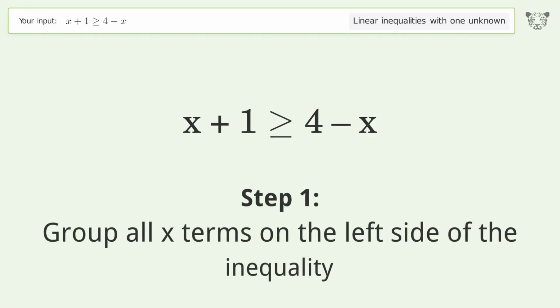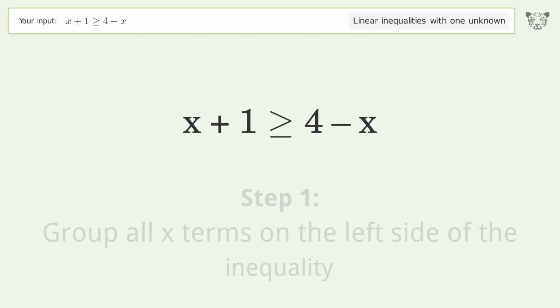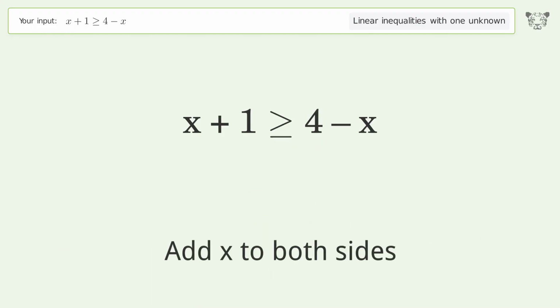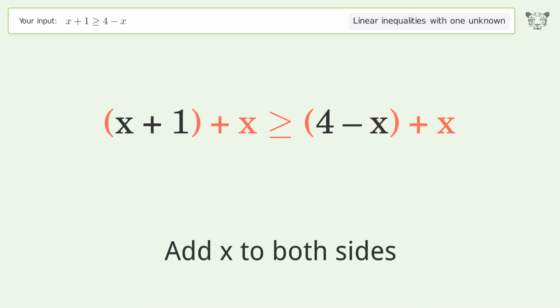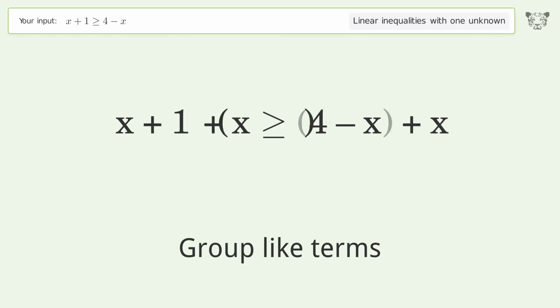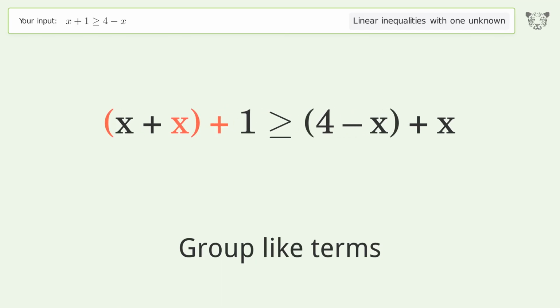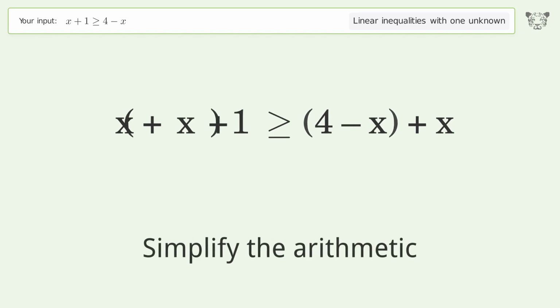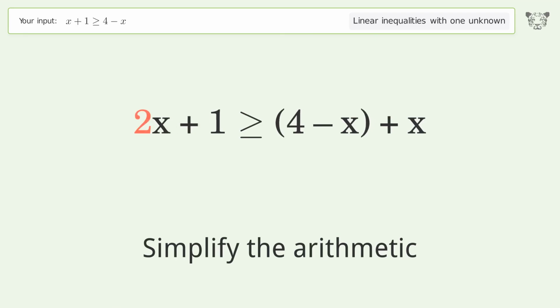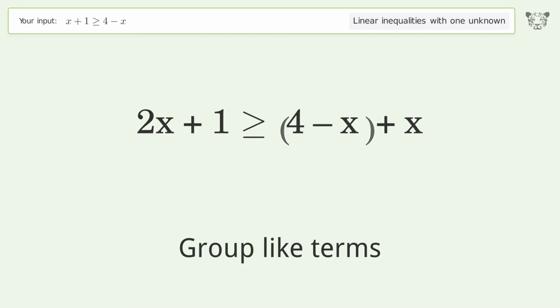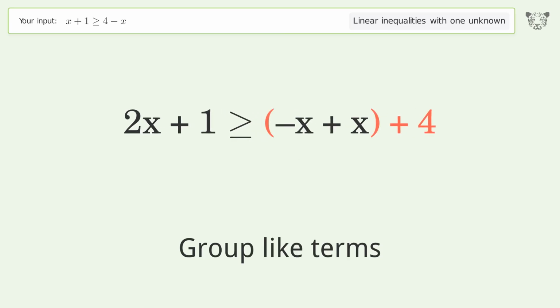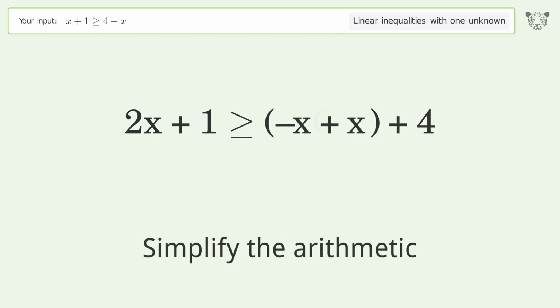Group all x terms on the left side of the inequality. Add x to both sides. Group like terms. Simplify the arithmetic. Group like terms. Simplify the arithmetic.